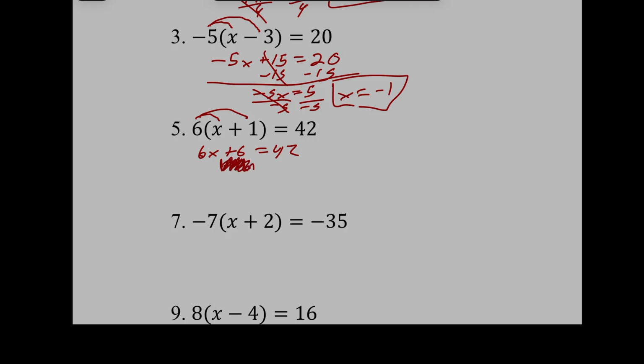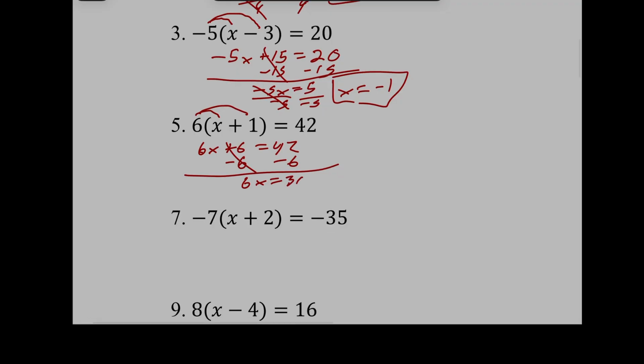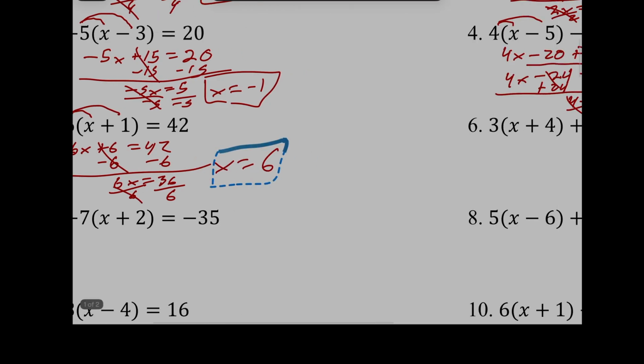My eraser part isn't working. There we go. Minus 6, boom, die. 6x equals, that would be a 36. And then once I divide each side by 6, I'm going to get x equals 6. All right, let's go on to number 6 over here.